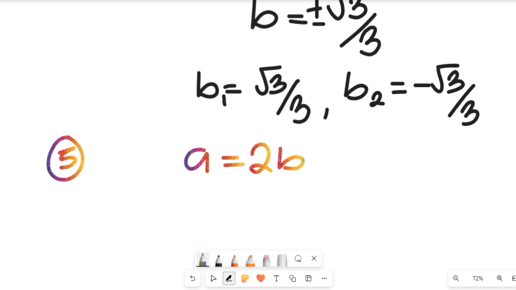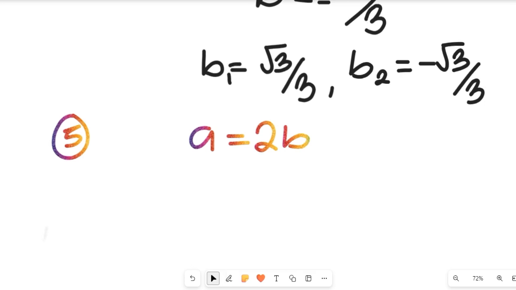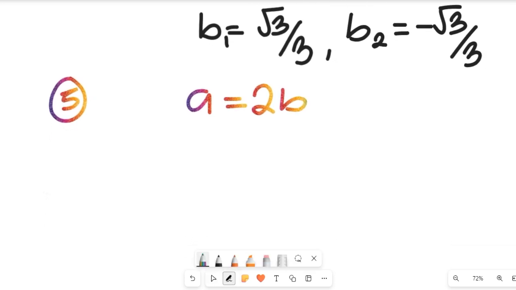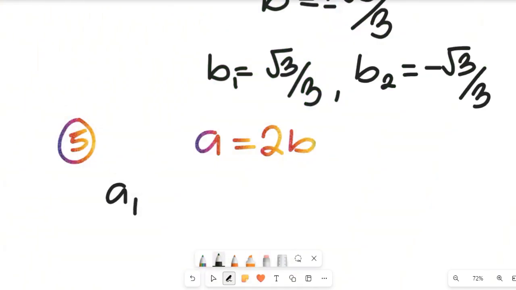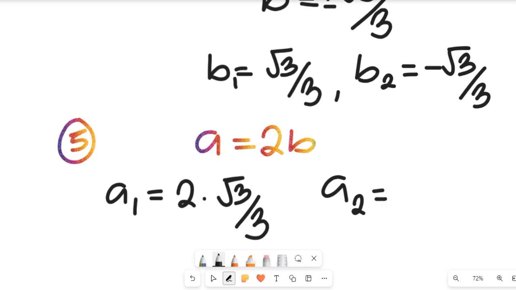So if that is given, that means for the value of B equal to positive root 3 divided by 2, A1 is equal to 2 multiplied by root 3 divided by 3, right? And on the other hand, we'll have A2 equal to negative 2 multiplied by root 3 divided by 3, because we have a negative expression there.